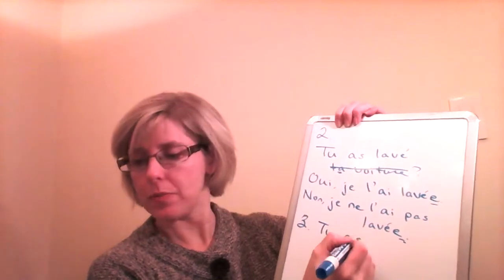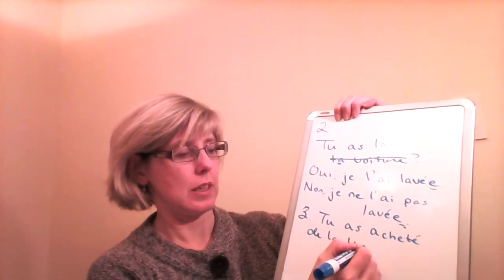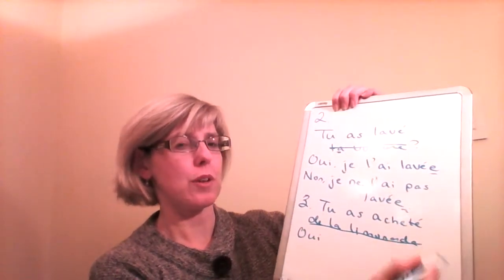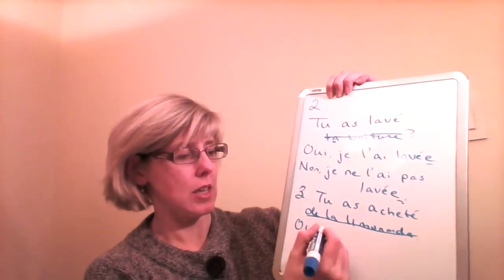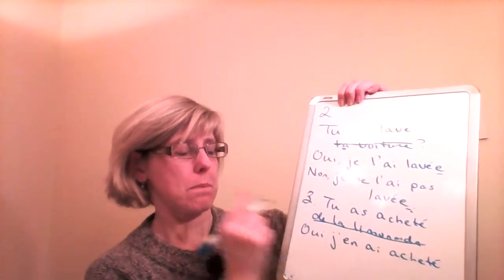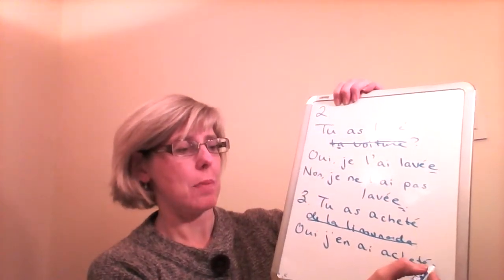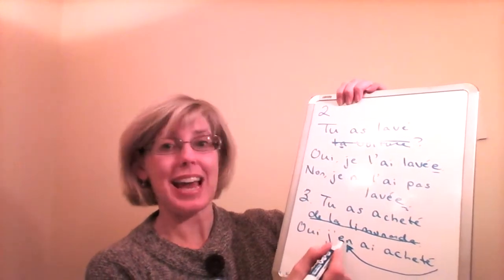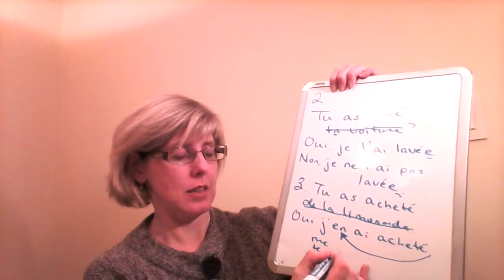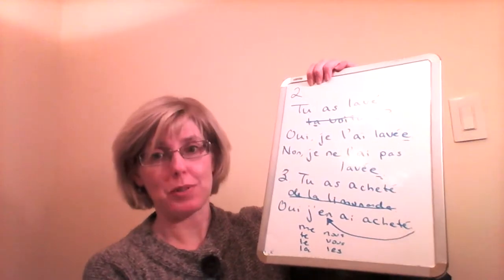Tu as acheté de la limonade? And I'm going to say oui. Now, de la limonade. What pronoun do I use with that? I use en, right? So oui, j'en ai acheté. It's feminine, so am I going to have an E here? No. Why? Pay, pay, you're a pain in the neck, you must agree with the preceding direct. Well, that's not a direct object. We said that the direct objects are me, te, le, la, nous, vous, and les, not en. So there's no agreement.